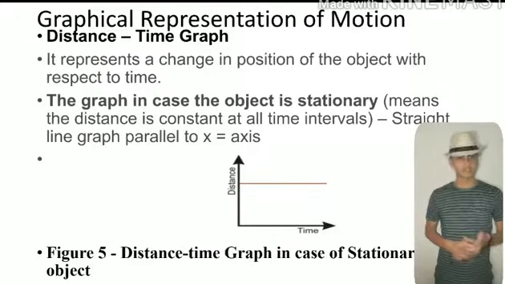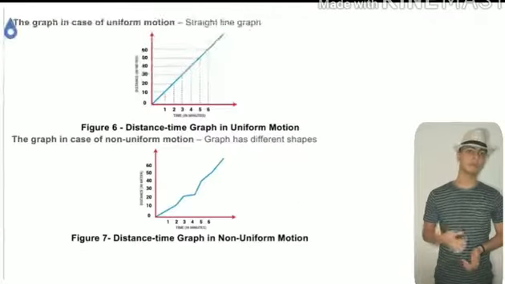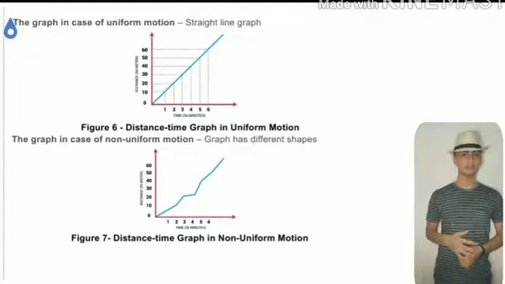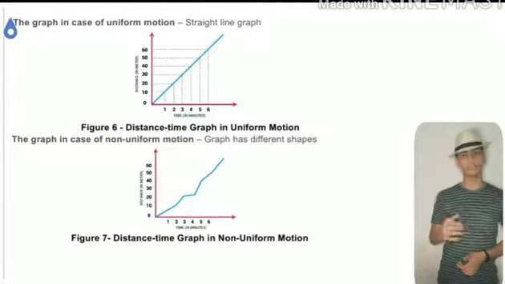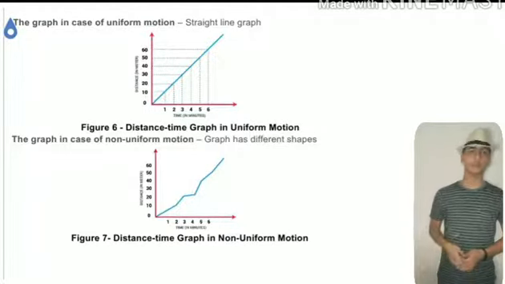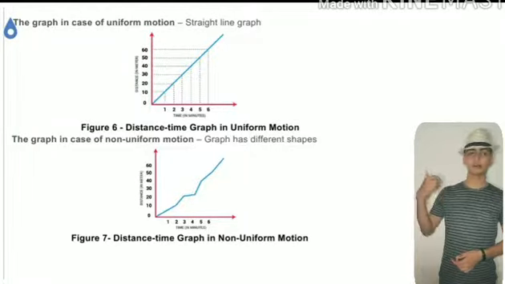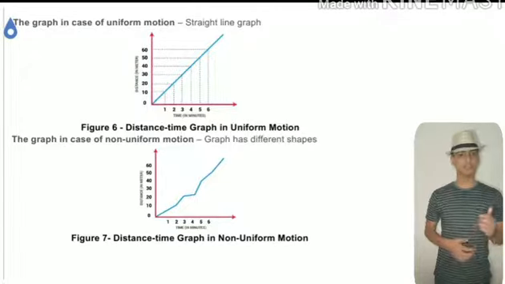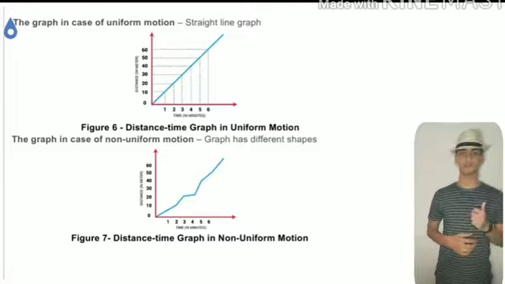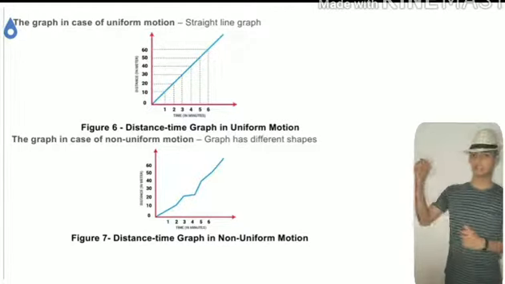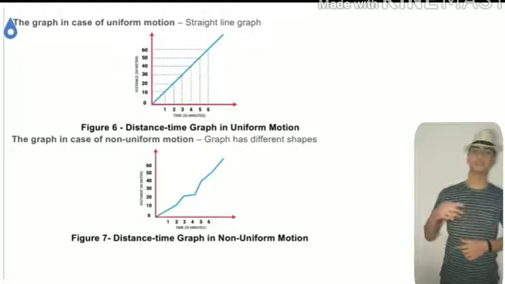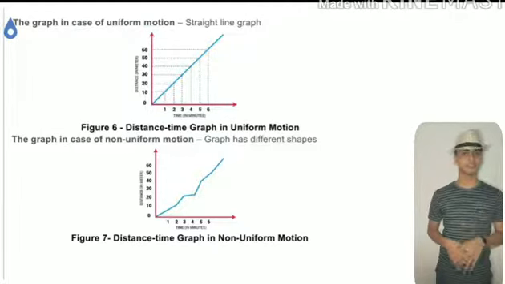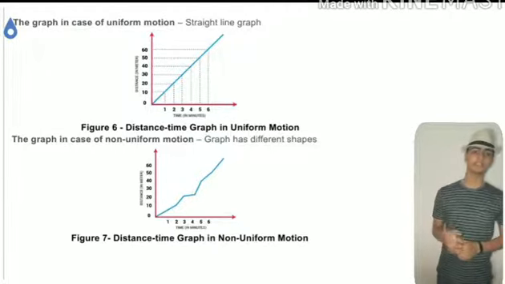The second graph, the graph in case of uniform motion, is a straight line graph. You can clearly see the graph plotted between distance and time. In this, the time is taken on the x-axis and the distance on the y-axis, and the graph plotted over here is inclined at 45 degrees. Now the third graph, the graph in the case of non-uniform motion, has different shapes. You can see over here that the graph is continuously moving up and down. This graph is also plotted between the distance and the time, taking the time on the x-axis and the distance on the y-axis.